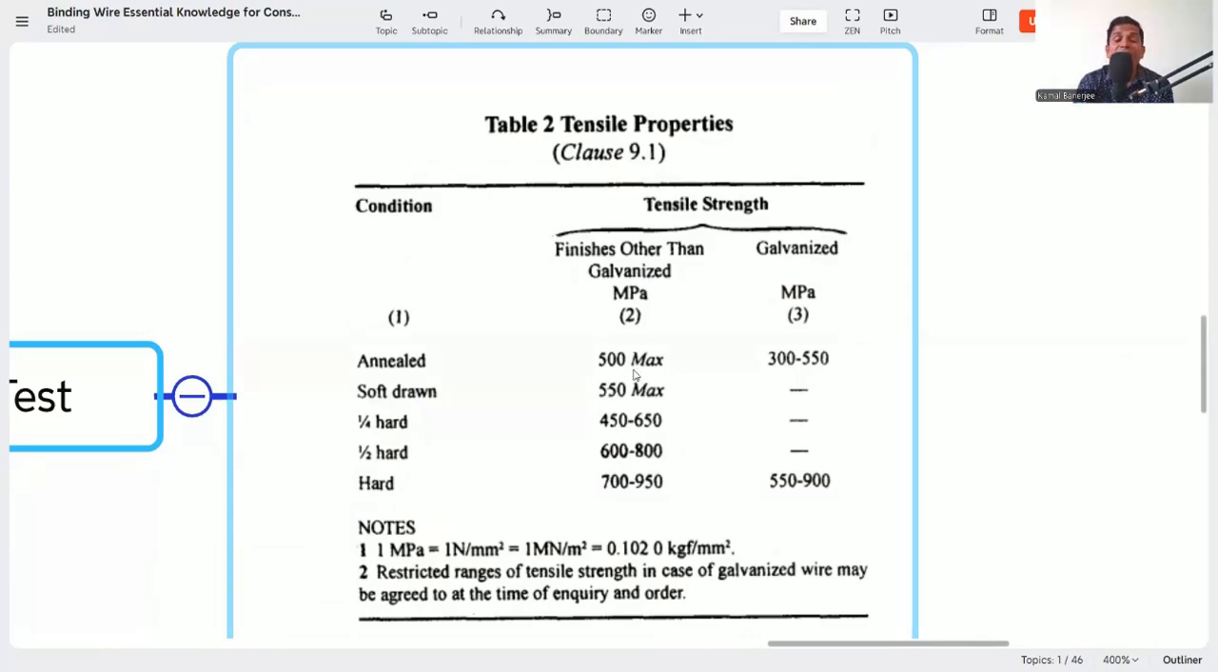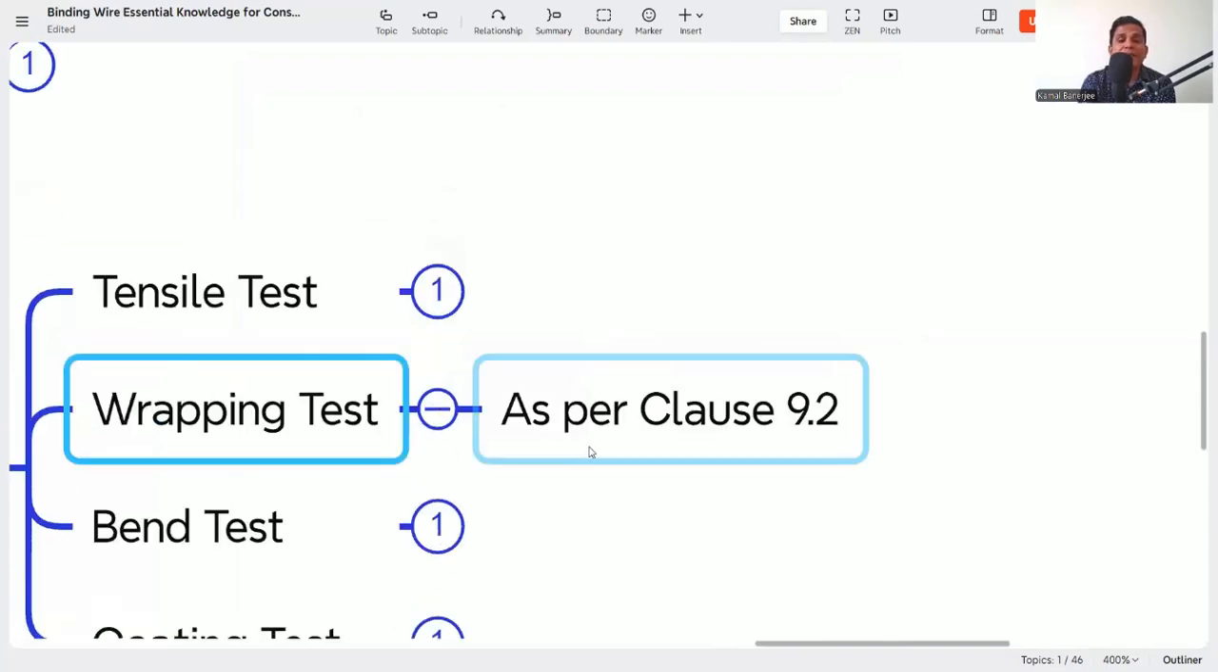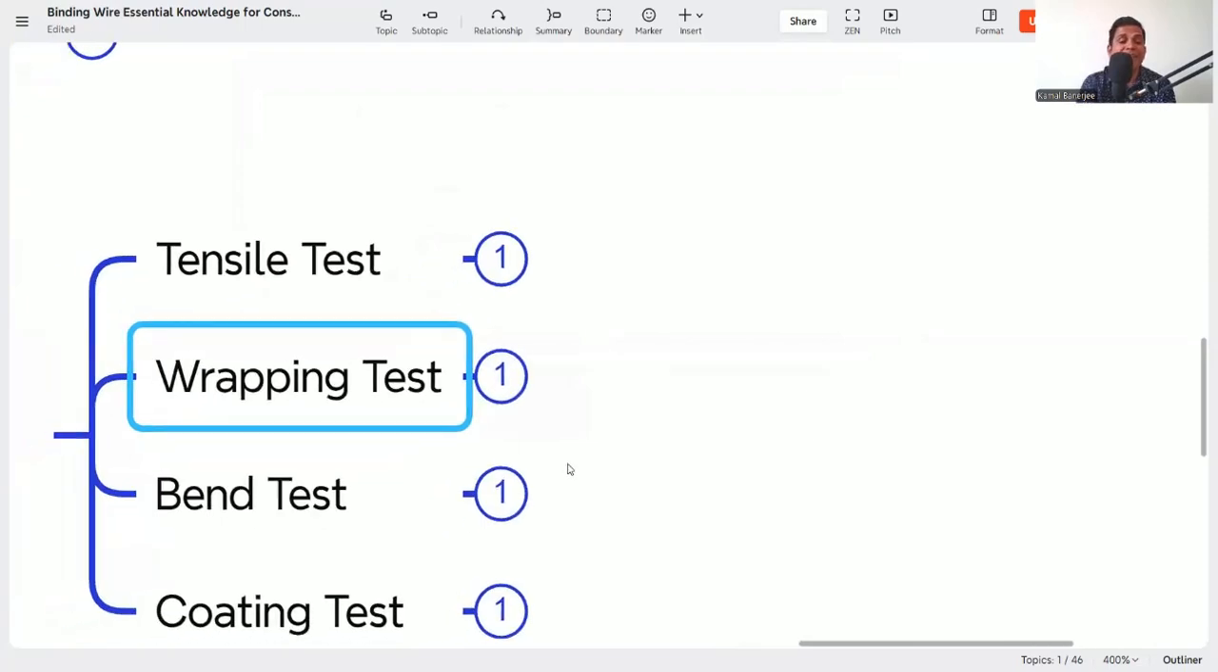We need to send it to the laboratory for the tensile strength test, and according to the result we need to satisfy that the binding wire we are getting on site is as per the requirement or not. So table 2 gives the tensile properties. Now what is the wrapping test? It is given in clause 9.2. We need to test the wrapping, and there should be no leakage and so on.